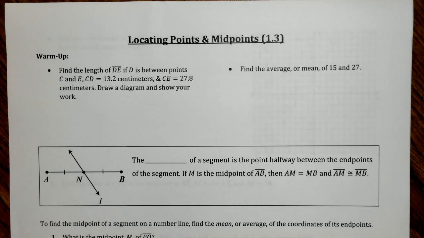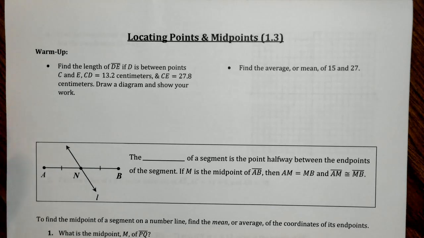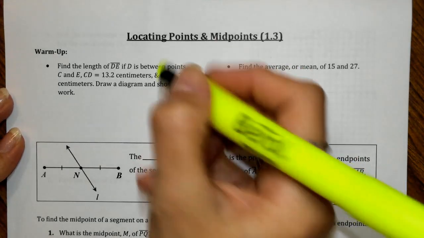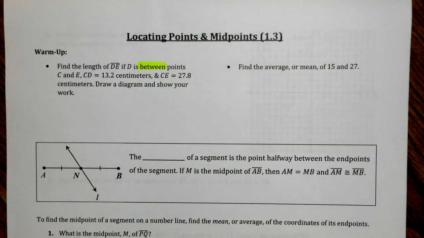We're going to go ahead and start talking about locating points and midpoints. We've talked about distance. We've talked about the segment addition postulate. In the warm-up, we have a segment addition postulate problem. When we taught this, I was making sure that my students understood this word "between." That word between is going to be very, very important, and we'll see why we need to know the difference. We need to highlight that word between.